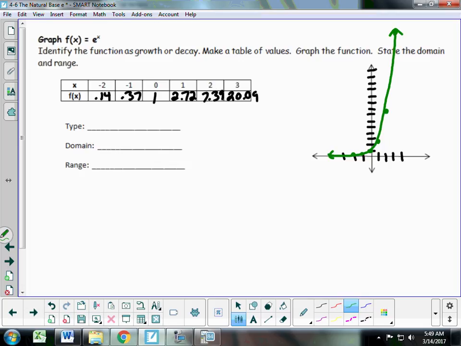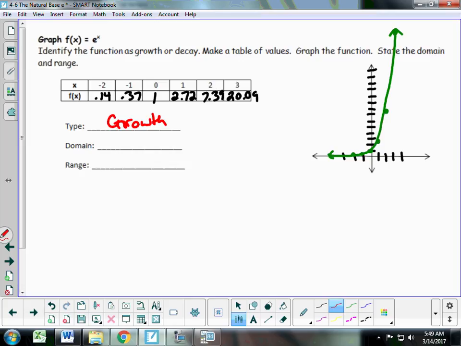There we go. Kind of looks like a fairly standard exponential curve. So this is a growth because it's going up. Well, from left to right, it's going up. That's basically how you can decide if it's growth or decay.